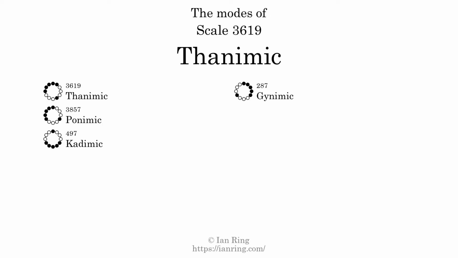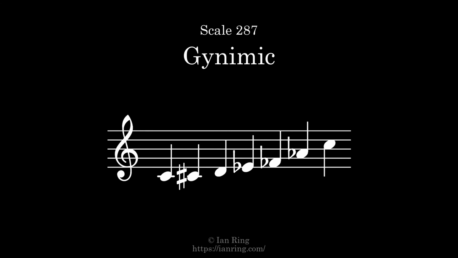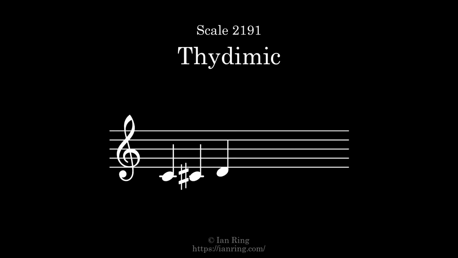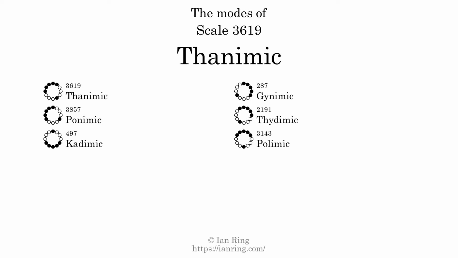The fourth mode is scale 287, also known as Thanimic. It sounds like this. The fifth mode is scale 2191, also known as Thanimic. It sounds like this. The sixth and last mode is scale 3143. Also known as Thanimic. It sounds like this.